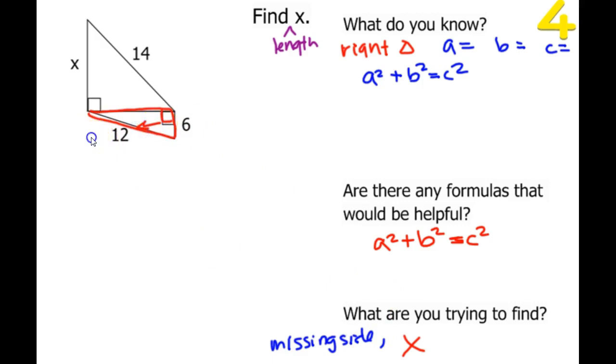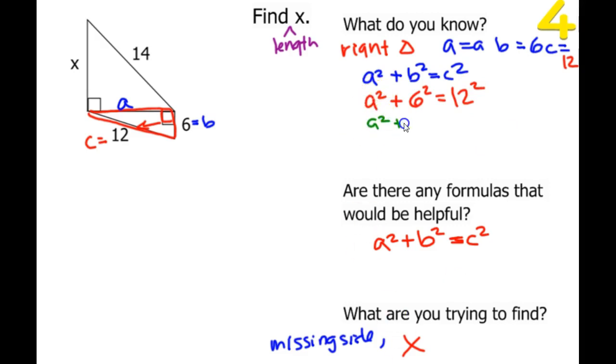C has to be the longest side, which must be 12. A and B, it doesn't matter. So I'm going to say this is A, and this side is B. So A is just A, we don't know, and B is 6. So we have A squared, which is really still just A, we don't know what it is. B is really 6 squared, equal to 12 squared.